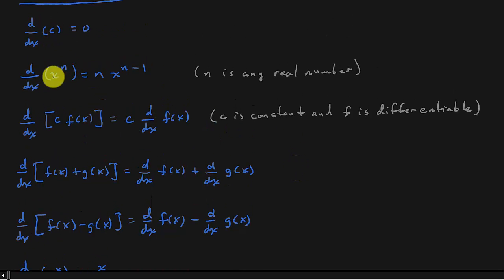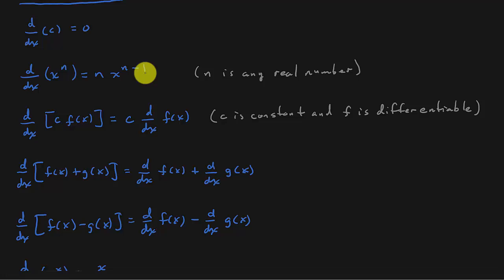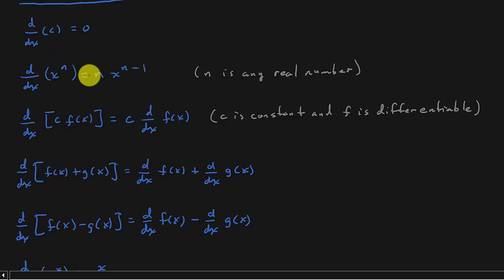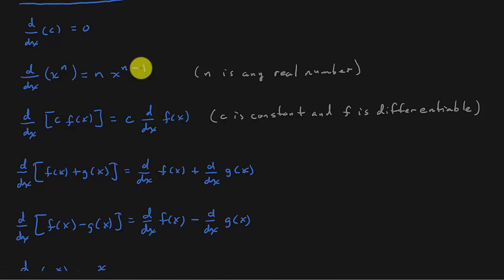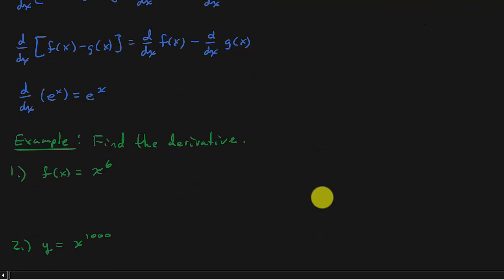Now this one right here is the power rule. It says that the derivative of x to the n, where n is any real number, is n times x to the n minus 1. So if you have x raised to a number, the number comes down in front, and then you subtract 1 from the exponent. And that's all it is right there. It's that easy. All right, so let's look at some examples.